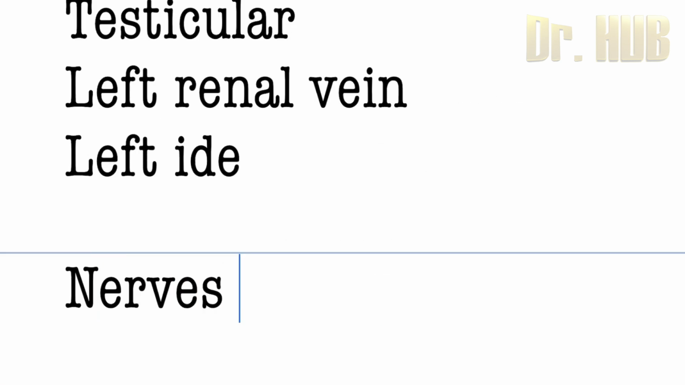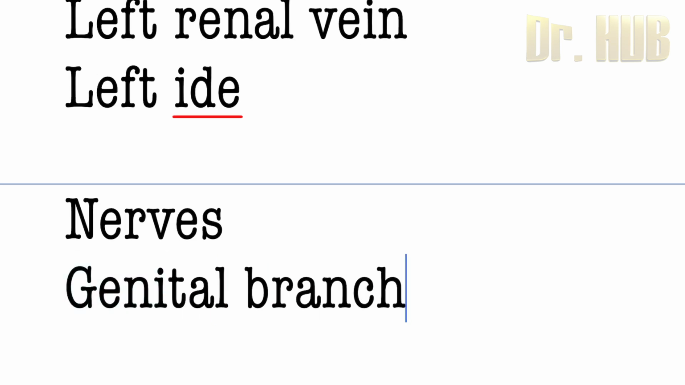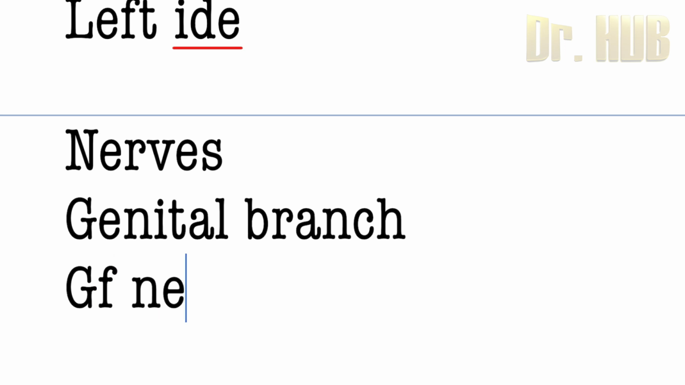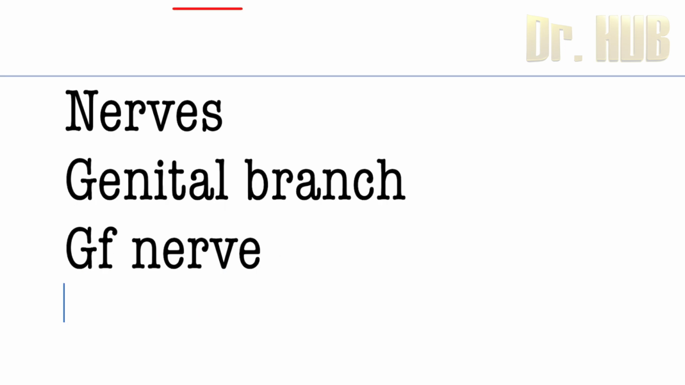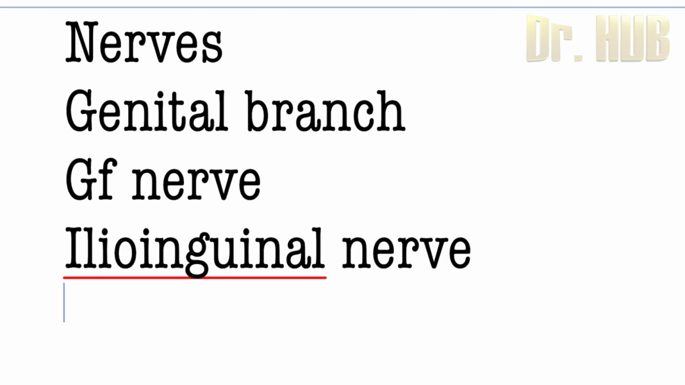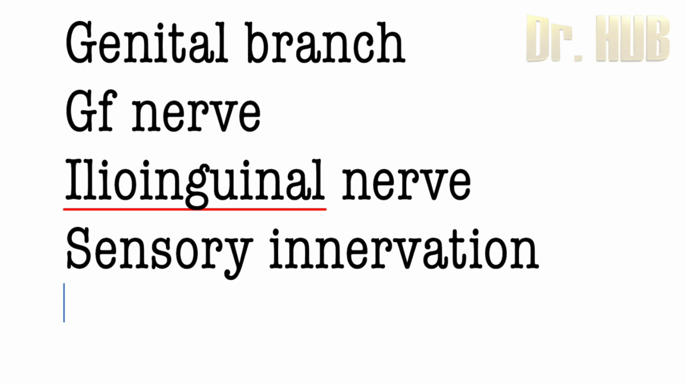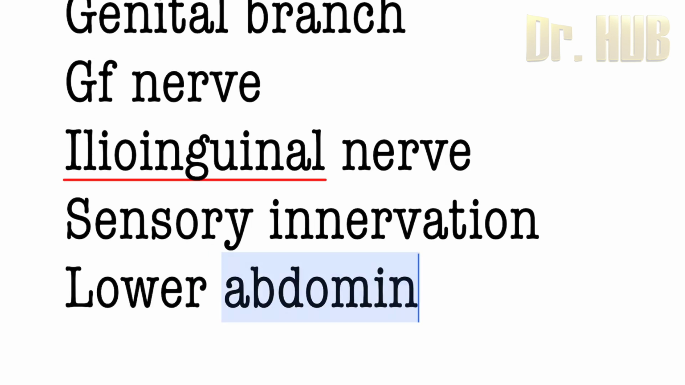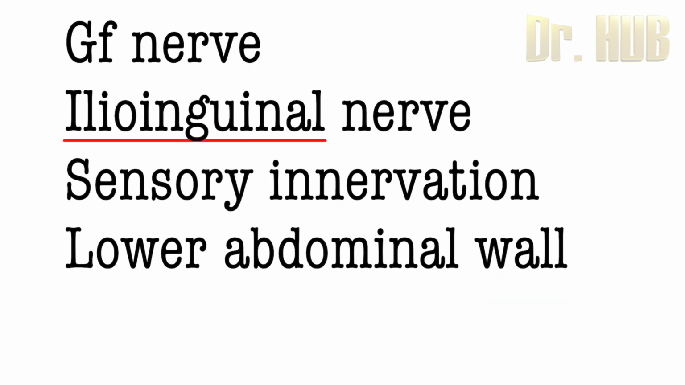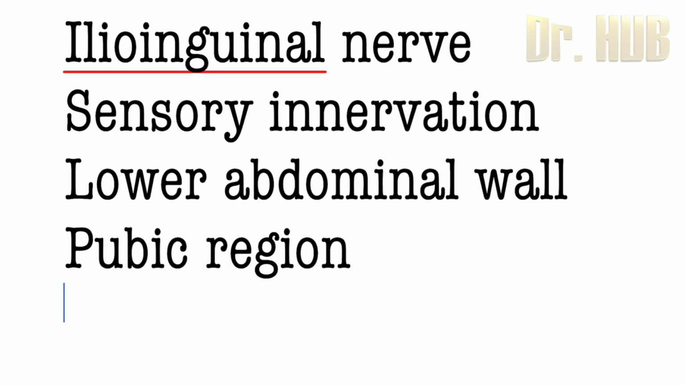Then come the nerves. They include the genital branch of the genitofemoral nerve, the GF nerve, and then the ilioinguinal nerve. The ilioinguinal nerve provides sensory innervation. The genital branch of the genitofemoral nerve as well as the ilioinguinal nerve provide sensory innervation to the lower abdominal wall, the pubic region, and the upper scrotum or the labia majora.